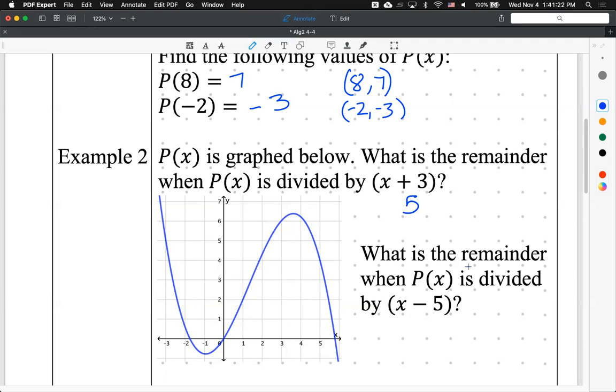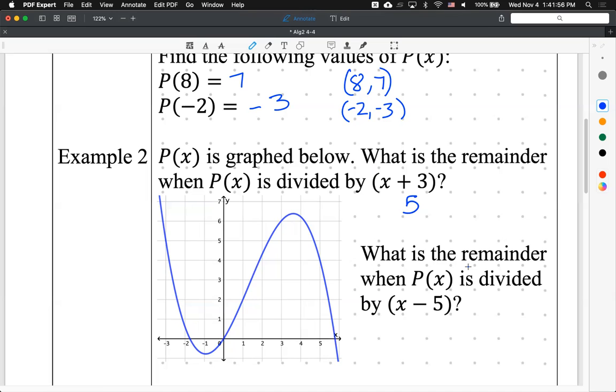What about when I divide by x minus 5? I, again, don't know what the polynomial is, but I know that when I divide by x minus 5, I know what the remainder is going to be. The remainder is going to be what? 4. How'd you get that? So -5, and you swap it, that's going to be 5 on the x-axis, and then you go up the y-axis because it's the height, and I got to the point where it intersects, which is at 4. So I think it's 4.